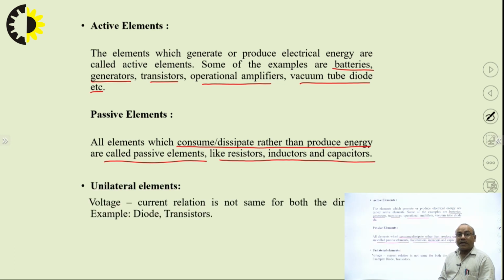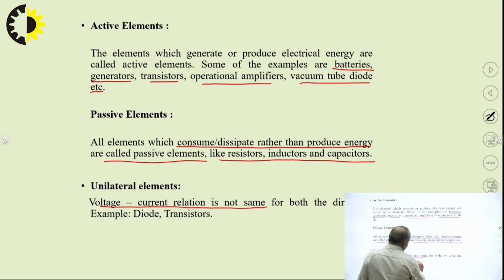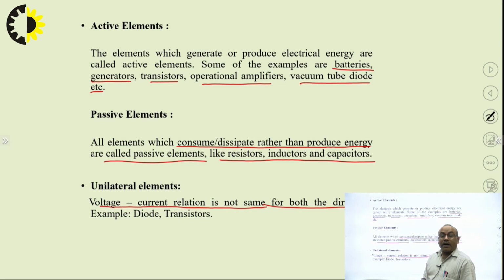Next, we have unilateral elements. In unilateral elements, the relation between voltage and current is not identical or not the same for both directions of current flow. That means the relation between voltage and current is different for the two opposite directions of current flow, and examples for this are the diode and transistor.